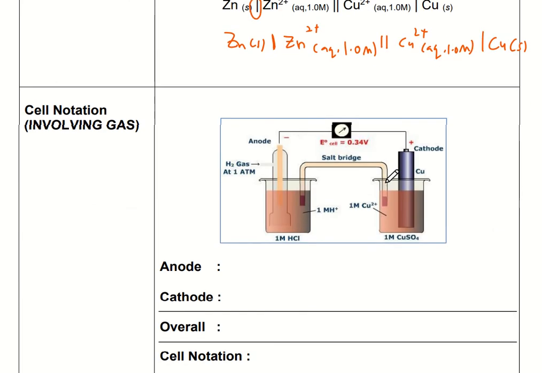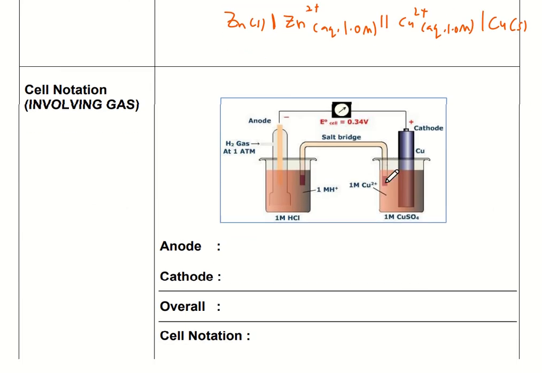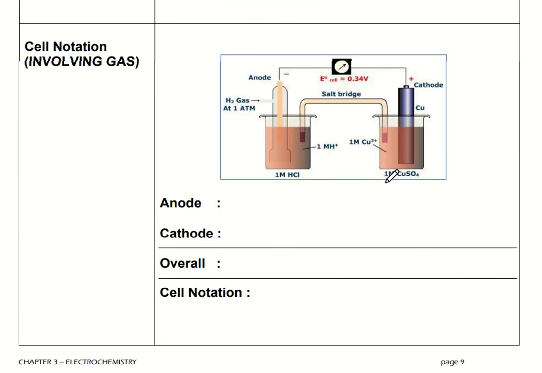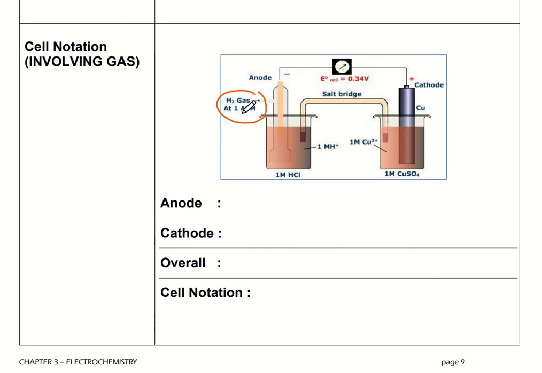Alright. So, for example, if you do the cell notation that involves a gas, the gas is a little different because here you will see hydrogen gas. The standard for a gas is that it causes pressure, so the pressure is 1 atm. This happens at the anode, while the cathode has copper. We know reduction happens at one and oxidation at the other.